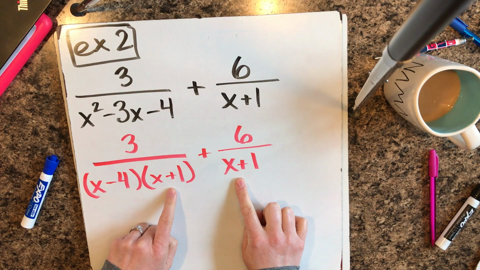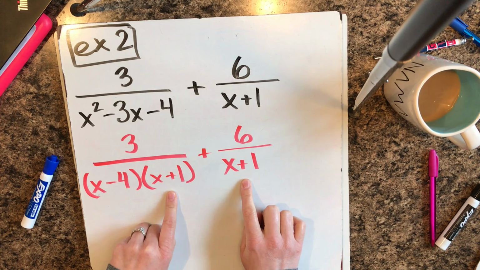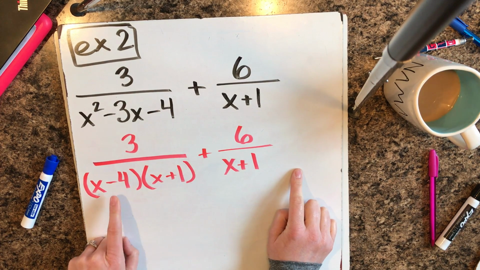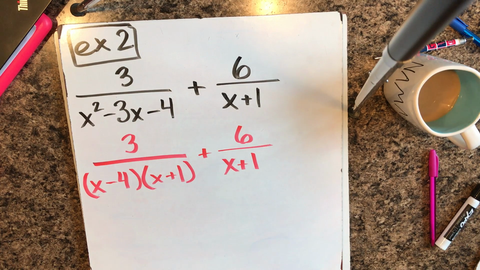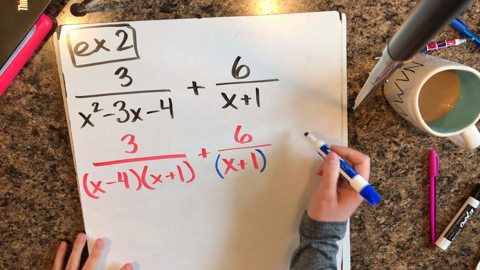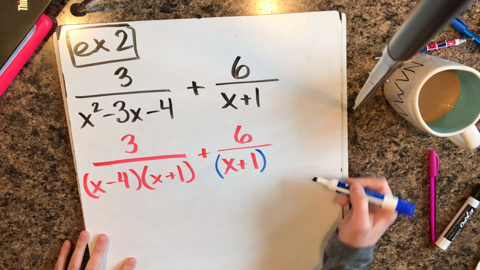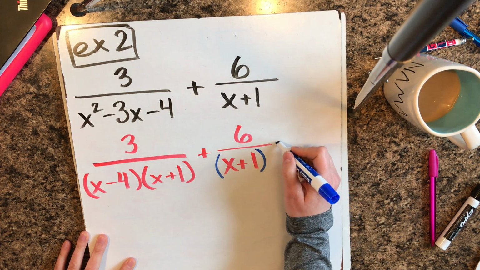This side also has an x plus 1. That's a good thing. We want these denominators to match up. This side over here is missing an x minus 4, so we have to include an x minus 4. In order to get an x minus 4 on the right side, we're going to have to multiply by the only thing we're allowed to multiply by in an expression, which is a giant 1.